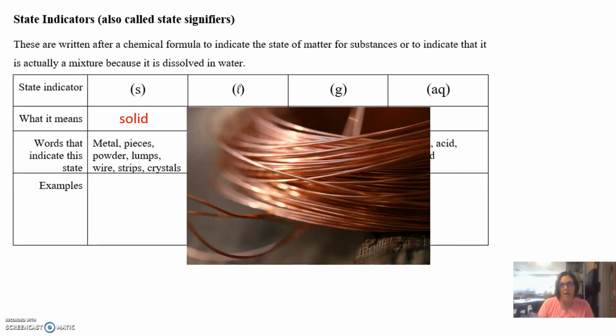So here's a picture of some copper wire, and that's going to be our example. So copper wire is a solid. So what we would write for copper wire is the symbol for copper, which is Cu, and then we'd put parentheses and we put the S after it. So if that's all you saw on a piece of paper, you would call that solid copper.